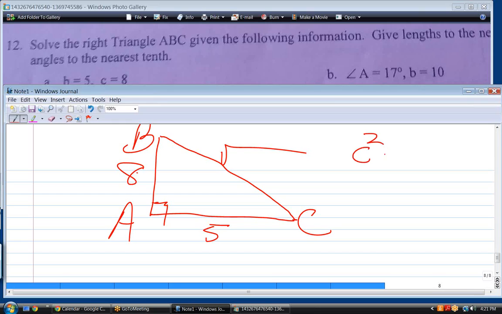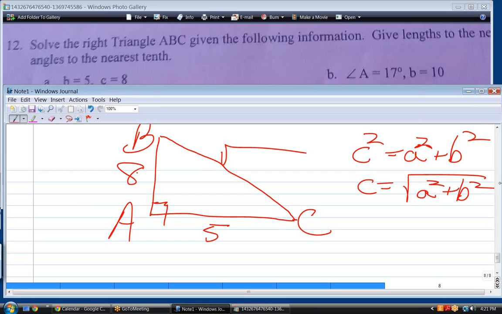Remember that c squared equals a squared plus b squared. That's the Pythagorean theorem. We're solving for c. What is it? 89, and the square root of 89. Right. 64 plus 25, 89. I can't simplify that. That's prime.